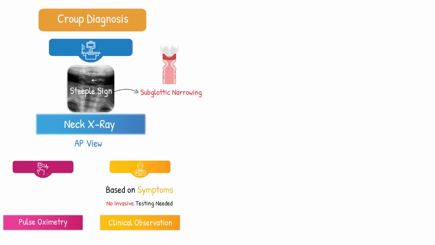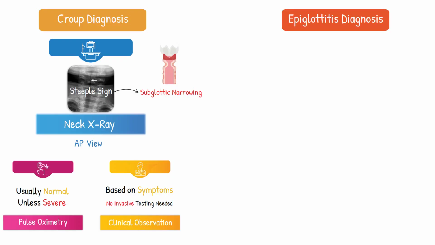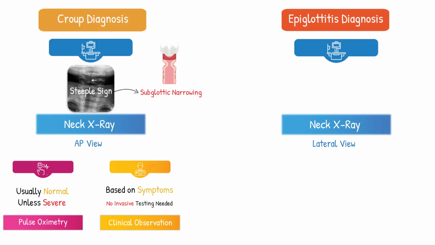Pulse oximetry readings are usually normal unless the case is severe. Overall, diagnosis for croup is primarily based on observation and patient presentation. Epiglottitis, on the other hand, often requires more careful diagnostic steps due to the risk of airway obstruction. A lateral neck X-ray can show the characteristic thumb sign, which indicates a swollen and enlarged epiglottis.